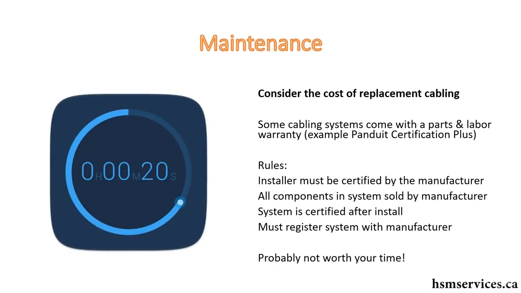And consider also some cabling systems come with a parts and labor warranty. So, for example, Panduit has a comprehensive warranty. So if you are a Panduit certified installer, you pass Panduit's training course, and you build a structured cable system, and you only use Panduit parts, so Panduit cables, Panduit racks, Panduit patch panel, Panduit faceplate, Panduit keystone jack, and then you register the system with Panduit, and you use a certifier and certify every data drop in the system. Then Panduit will cover parts and labor on the system to your client.